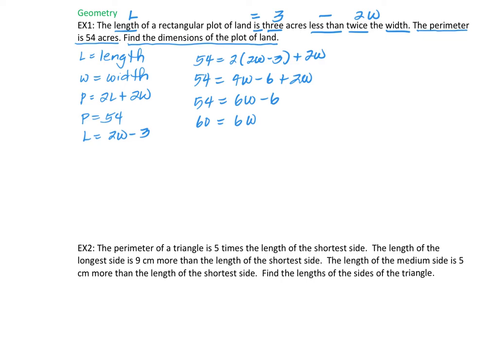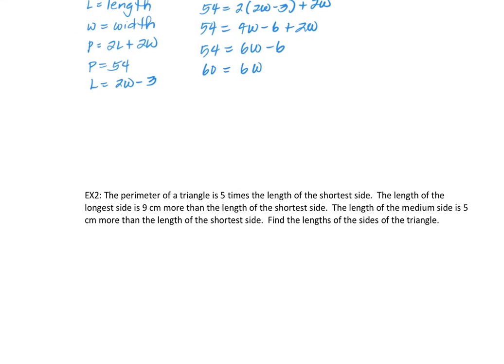And then dividing both sides by 6, I have 10 is equal to W. So we were supposed to find the dimensions. We were supposed to find the width and the length. I know the length is equal to 2W minus 3. So I have that the length is equal to 2 times 10 minus 3, or the length is equal to 17.